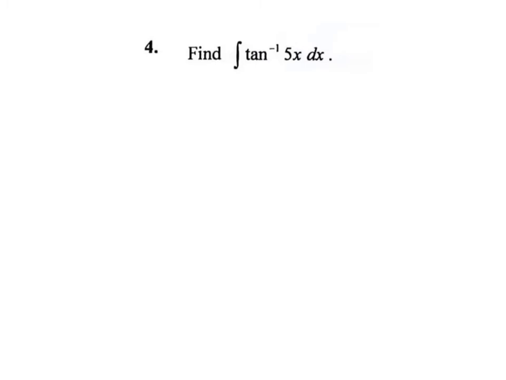We don't know how to integrate tan to the minus 1 of 5x, but we do know how to differentiate it. So what we're going to do is to rewrite the integral as 1 times tan to the minus 1 of 5x dx, and then apply integration by parts. So this will be v dash, we can integrate that, and we can differentiate this, so that will be u.